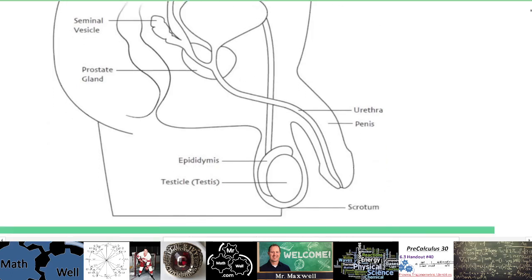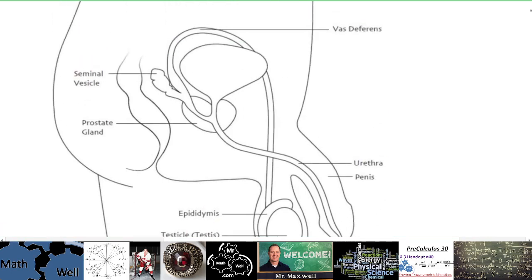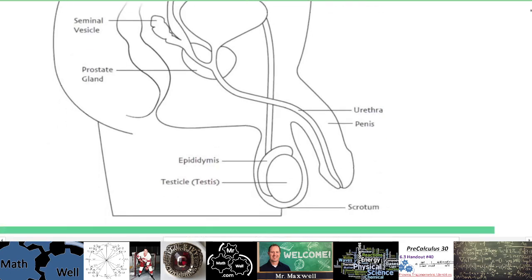All right. The urethra is another tube here that travels from both the bladder and from the seminal vesicle out of the penis, and the elongated structure here is called the penis. And this is the epididymis. So this is a bit of a structure that's attached to the testicle.